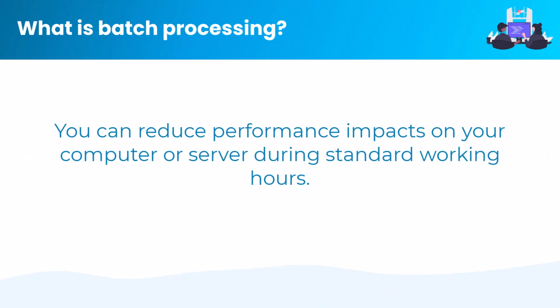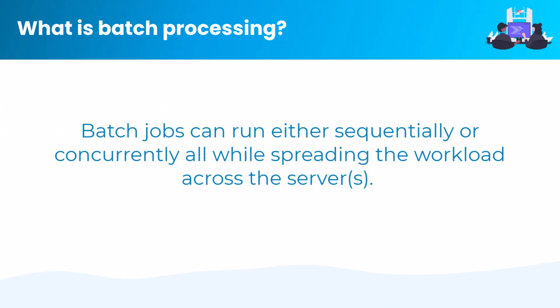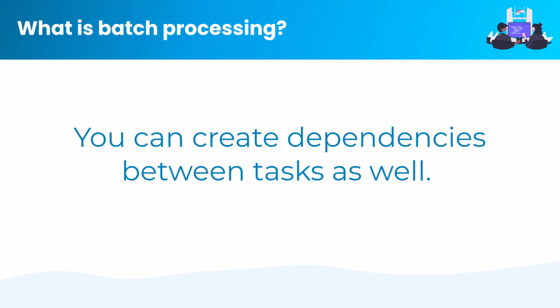By using batch jobs, you can reduce the performance impact on your computer or server during standard working hours. Batch jobs can run either sequentially or concurrently, all while spreading the workload across all the servers. So if you have multiple servers, you can spread the workload across all of them. You can create dependencies between tasks as well. This will allow you to sequence tasks based on the success or failure of the previous task.